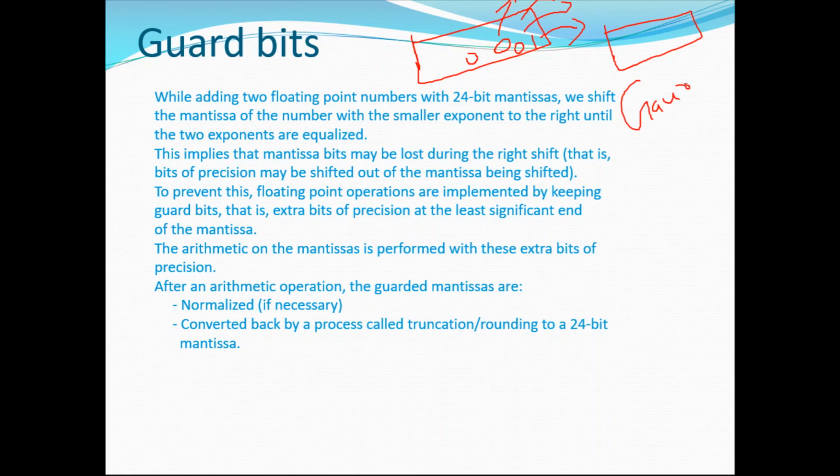So normally we perform normalization to perform addition or subtraction, whatever it may be. Store these guard bits here, so that they won't be lost. Then perform the operation, and then you can move the guard bits to the actual number if required. So that is called guard bits.